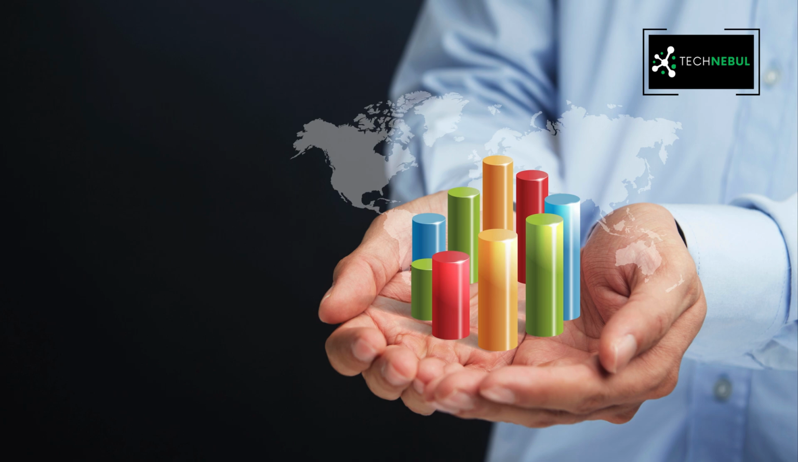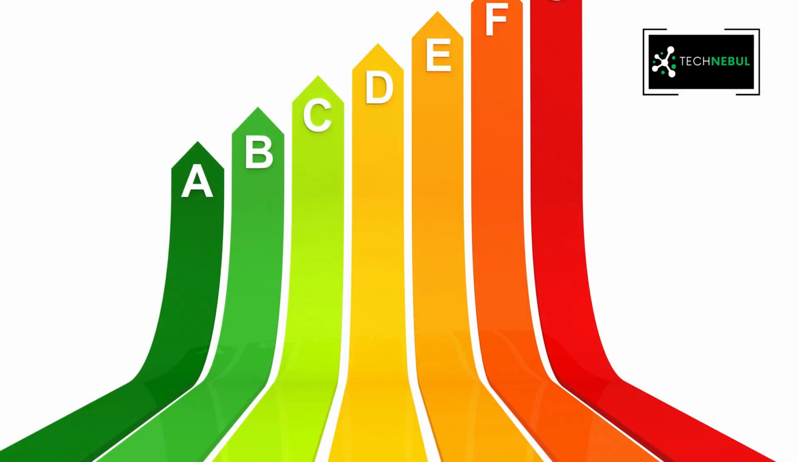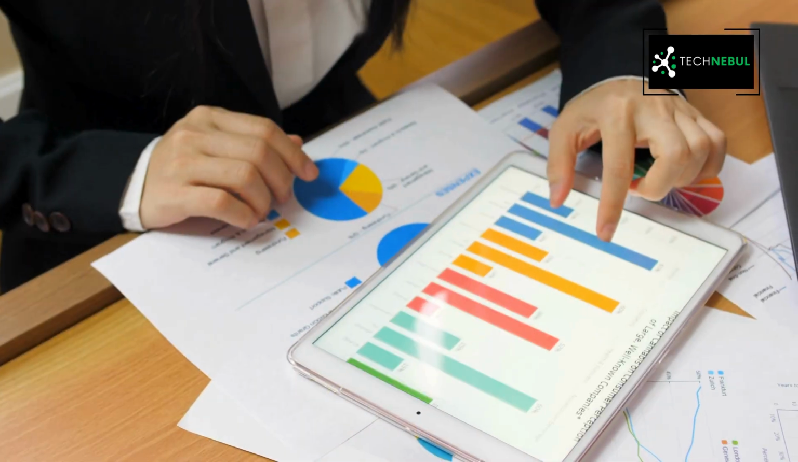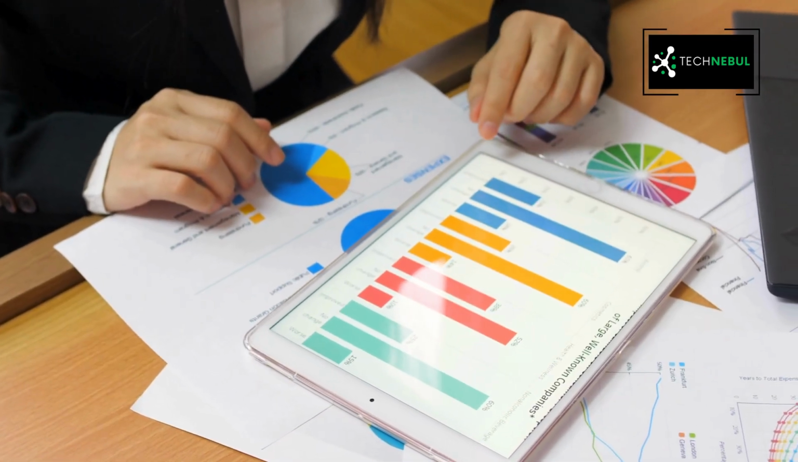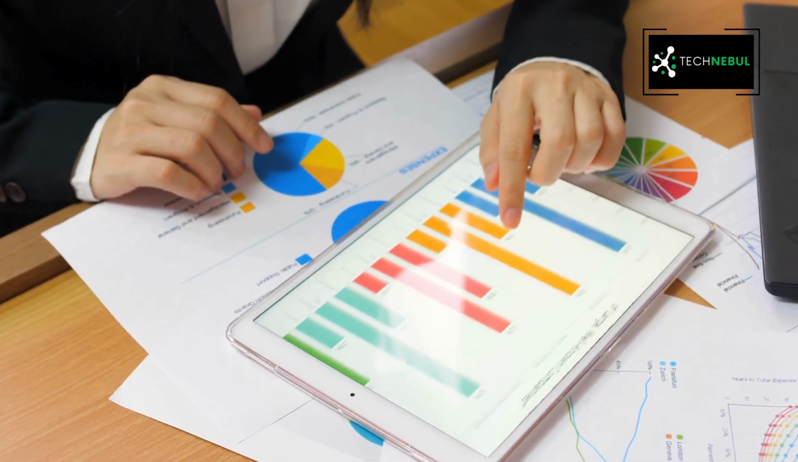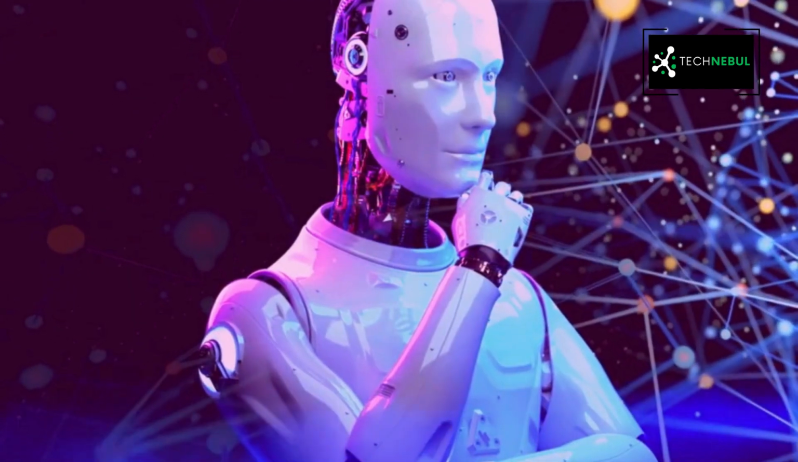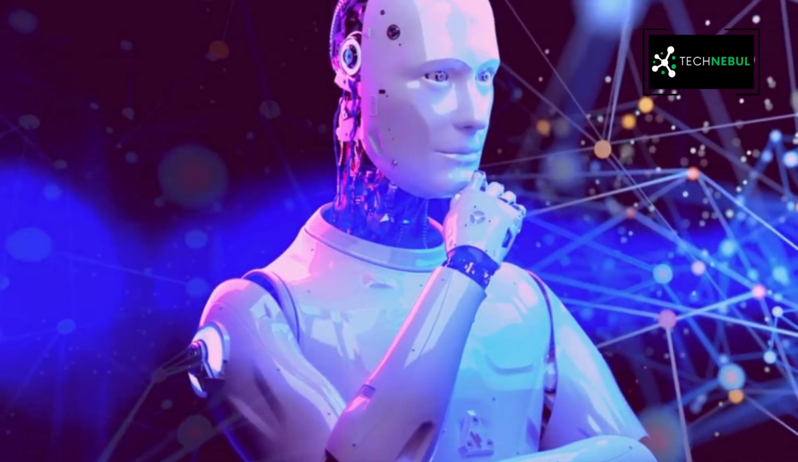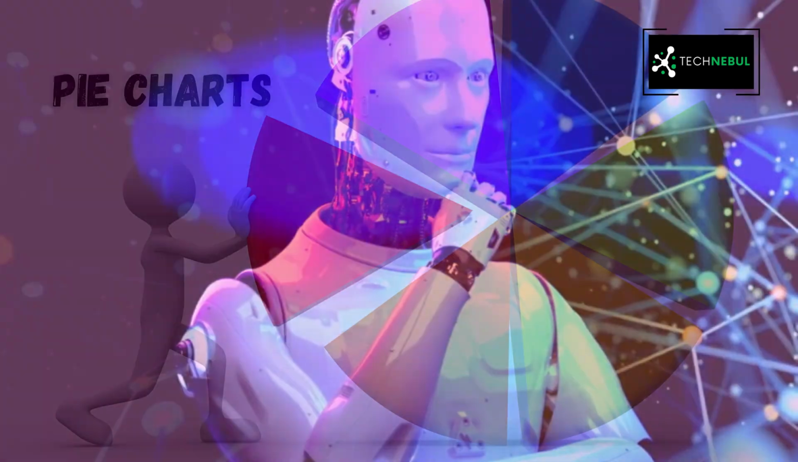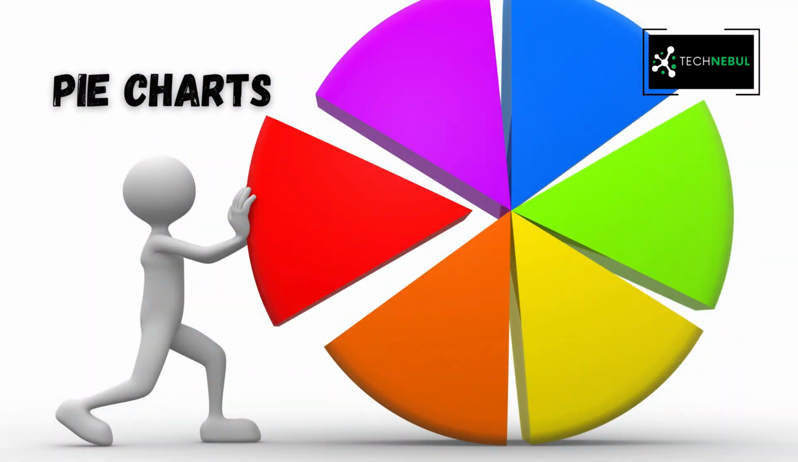Bar charts can also be customized in various ways to highlight different aspects of your data. For example, you can use color coding to differentiate between categories or add data labels to make the chart more informative. This makes bar charts a versatile tool for presenting categorical data in a way that's easy to understand and visually engaging. Moving on to pie charts.